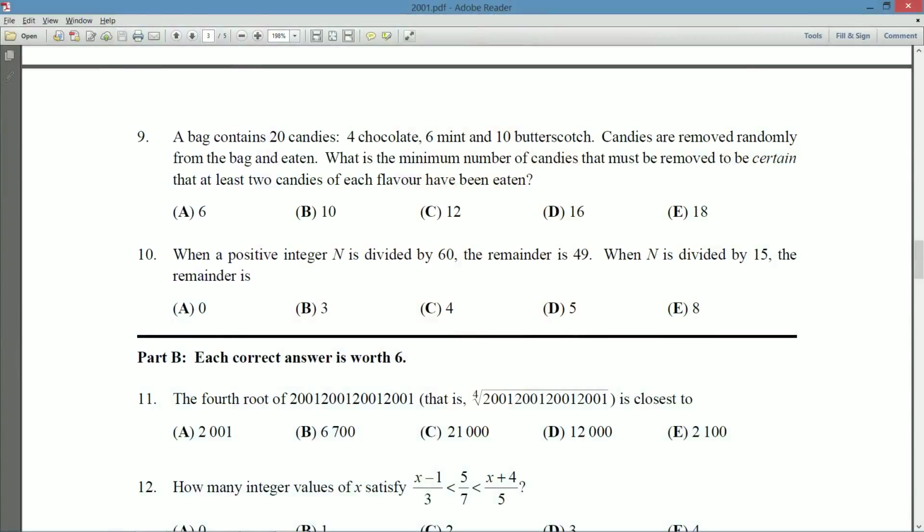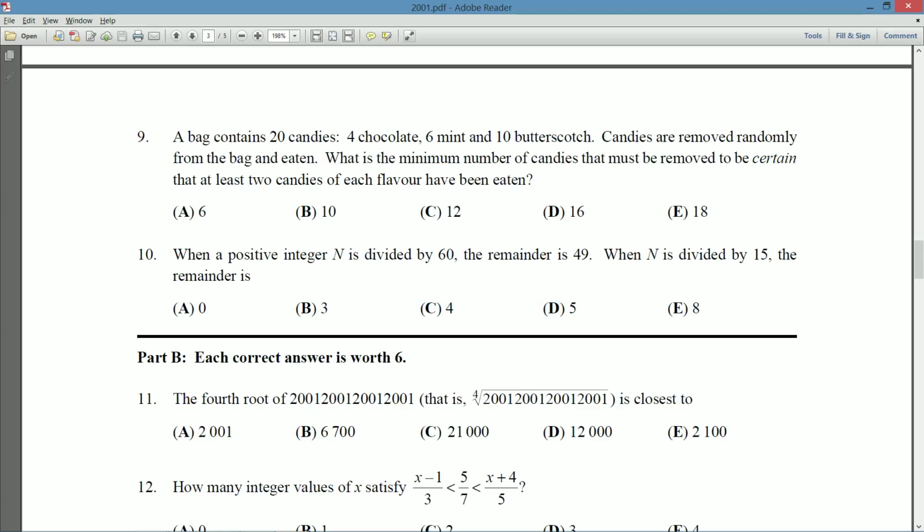When a positive integer n is divided by 60, the remainder is 49. When n is divided by 15, the remainder is, okay. So there's a couple ways you could go about doing this question. The quick way would be to realize, hey, 60 is a multiple of 15. So when I divide n by 60, I'm really dividing it by 15. I'm just making my remainder a little bigger. So I can actually figure out the answer just by figuring out the remainder of 49 when we divide it by 15. And that really quickly gets us the answer of c equals 4.